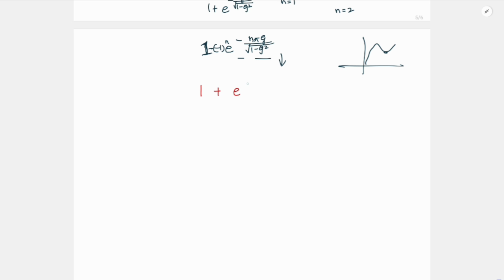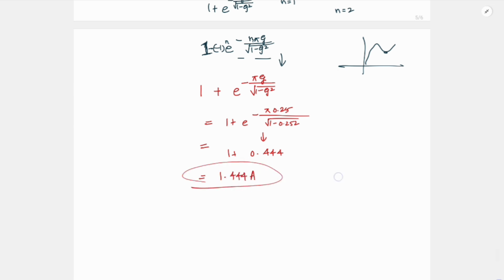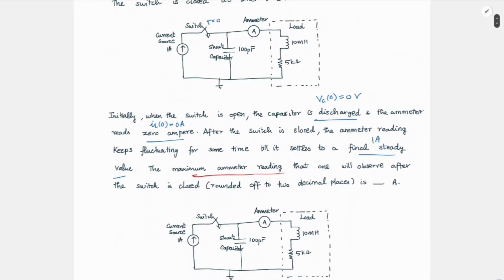So it is 1 plus e power minus pi zeta by root of 1 minus zeta square. Zeta is 0.25, so it should be minus pi into 0.25 by root of 1 minus 0.25 whole square. Let us calculate this using a calculator, and this comes out to be 0.444. So 1 plus 0.444 is 1.444 ampere. This is the peak current, the max current this circuit takes, and they're asking us to round it off to 2 decimal places. So we'll reach 1.44 ampere.